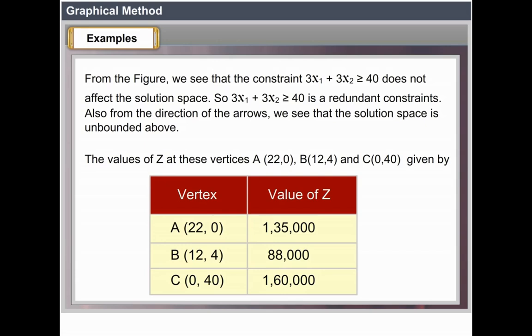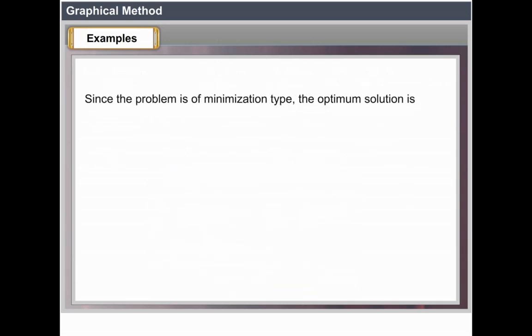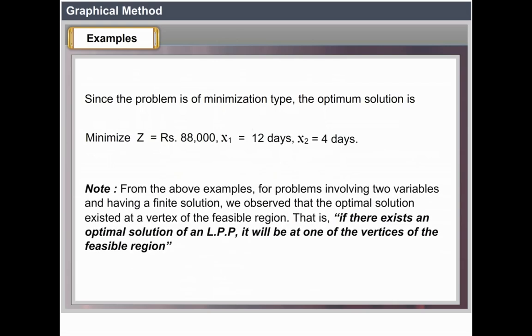From the table, we choose which one is minimum. While substituting B, that means (12, 4), we are getting z equal to 88,000. That is the minimum. Since the problem is of minimization type, the optimum solution is minimum z equal to rupees 88,000, x1 equal to 12 days, x2 equal to 4 days.